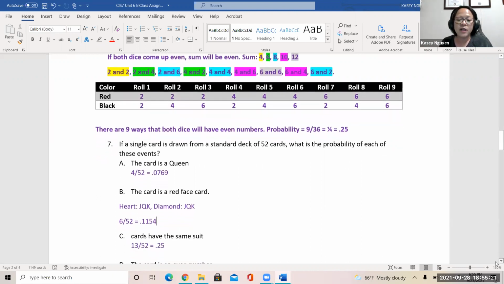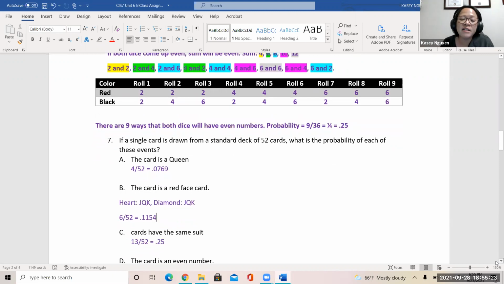Okay, next question, 7c. Cards have the same suit. I know that each suit has 13 cards. I have 1 through 10, and then the face cards. So 13. If the cards have the same suit, meaning I can get a 2 of clubs and a 5 of clubs, the probability would be 13 out of 52, or about 25%.